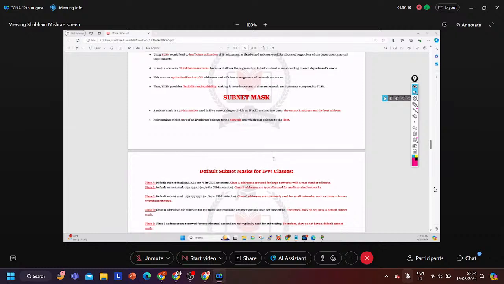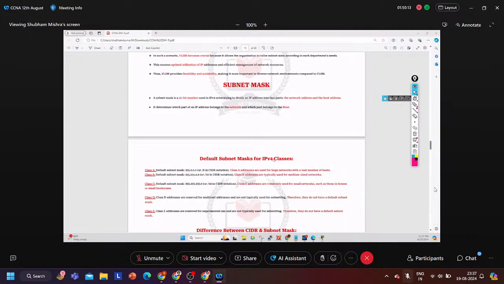Now, subnet mask. I told you about subnet mask. What is the size of subnet mask, guys? Please remember, it is 32 bit. So the size of subnet mask is 32 bit.